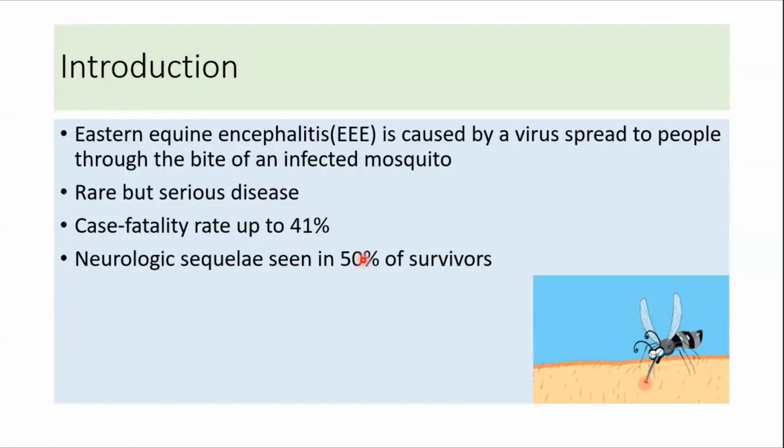Today, we'll discuss Eastern Equine Encephalitis, which is caused by a virus spread to people through the bite of an infected mosquito. It's a rare but serious disease. And the case fatality rate is up to 41%, and neurological sequelae can occur in 50% of the survivors.